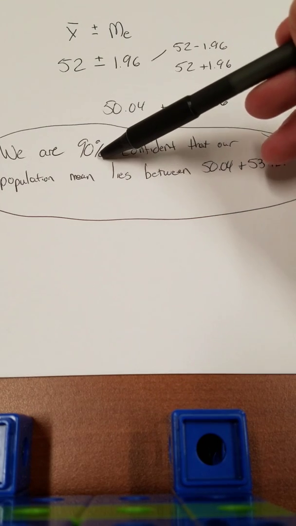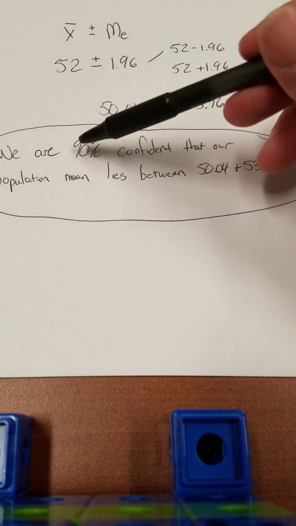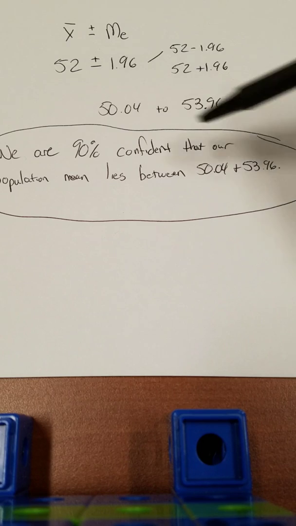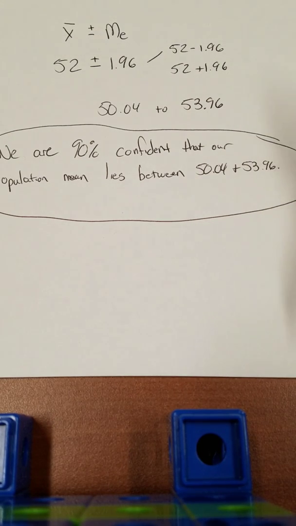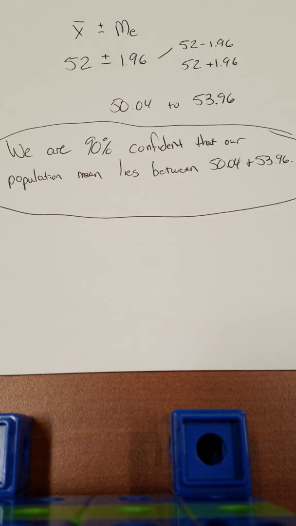Now, if we would have changed our confidence interval to 99%, this range would have increased. Change it to 99%, then our range would have increased. Change it to 80%, the range decreases. Okay, so go back to your worksheet, try some of these problems, and let me know if you have any questions, but confidence intervals should be relatively simple, okay?